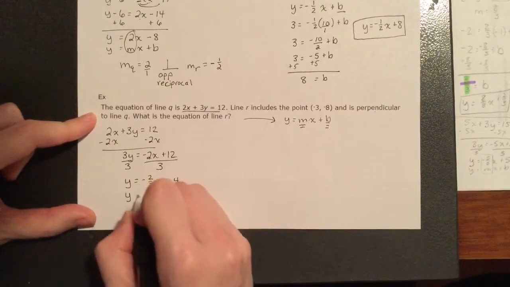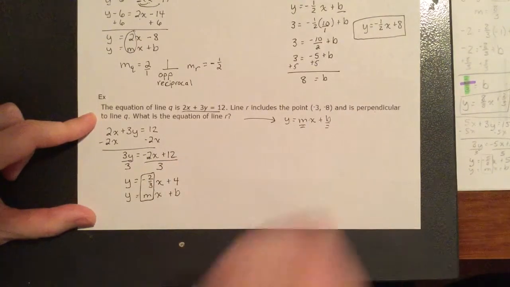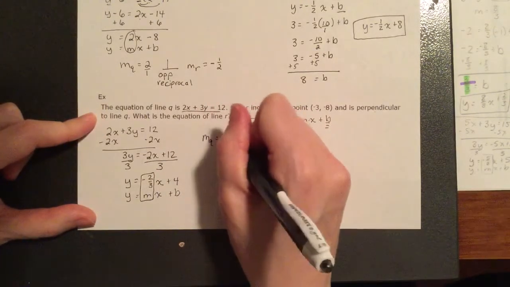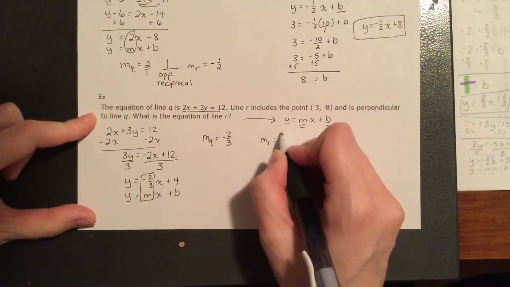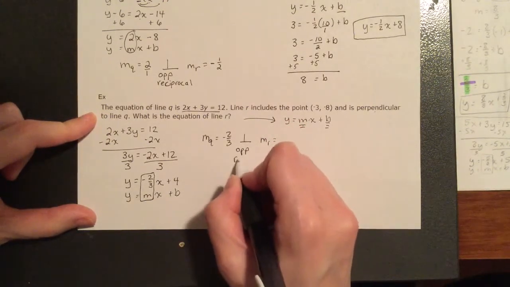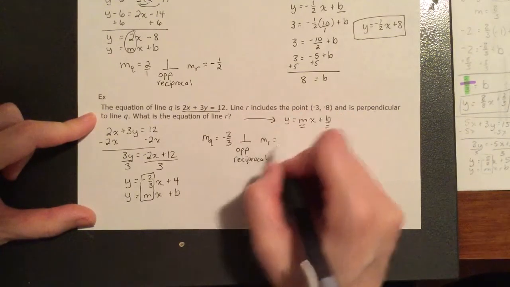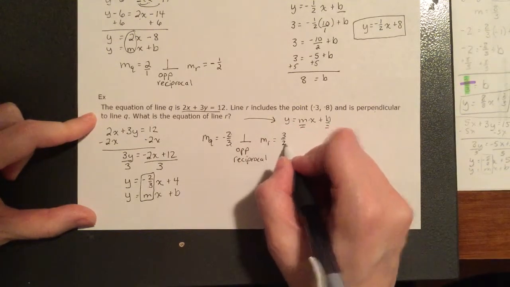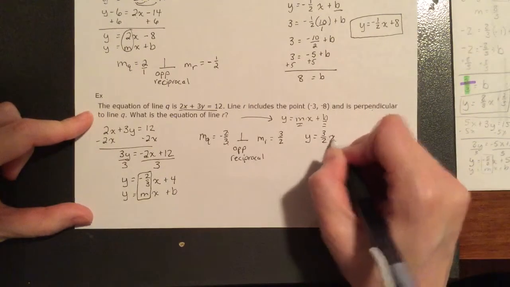So we're looking for our slope, y equals mx plus b. So our slope is going to be the negative 2/3. So our slope for line Q is going to be negative 2/3. They want us to write line R, so we need the slope for that one, and we're looking for perpendicular. So it's opposite reciprocal. So opposite of a negative is a positive. If we reciprocate the 2/3 or flip it, we're going to have 3/2. Okay, so if we plug it in, y is equal to 3/2 x plus b.